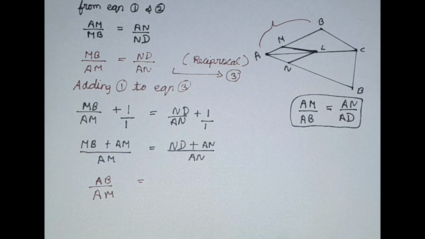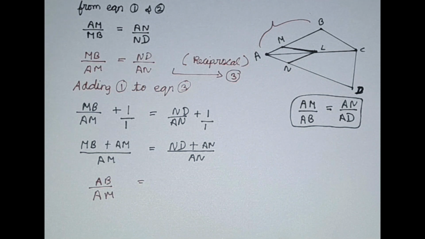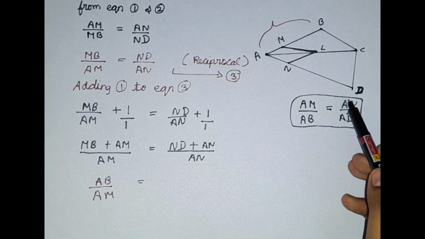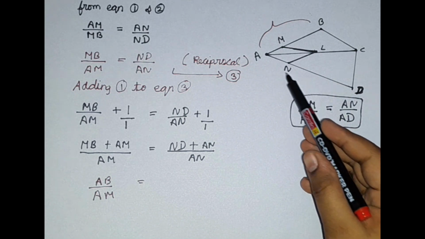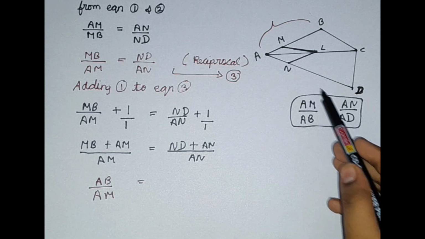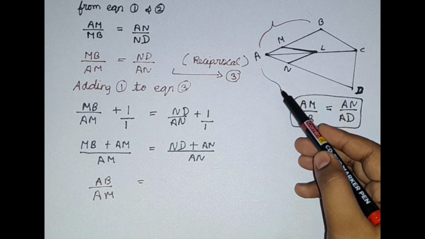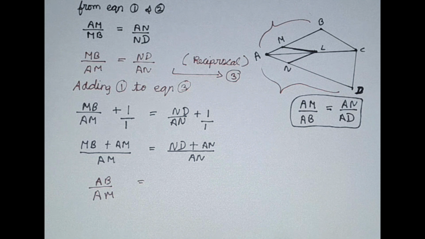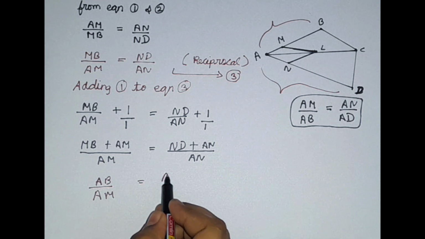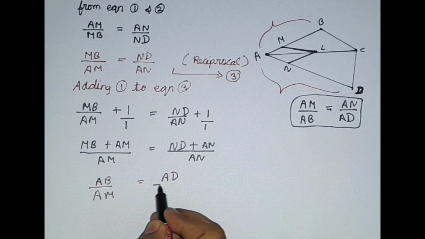So ND is here, D. Here it is ND plus AN. When we add ND plus AN, we get AD. So that is a complete angle. We get the complete angle, that is AD by AN.